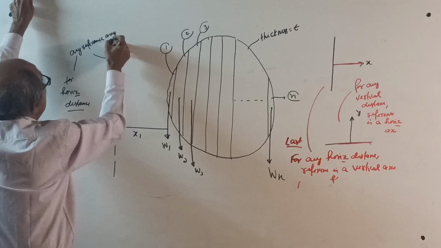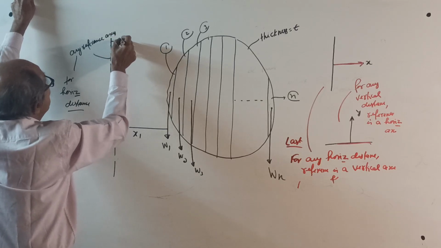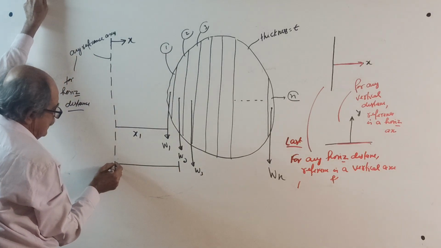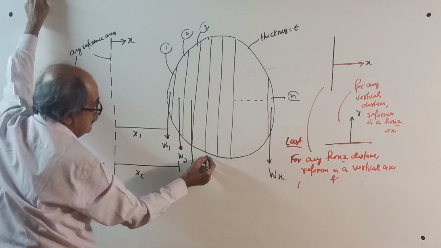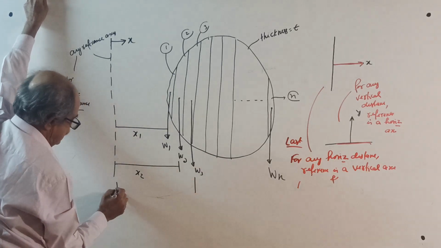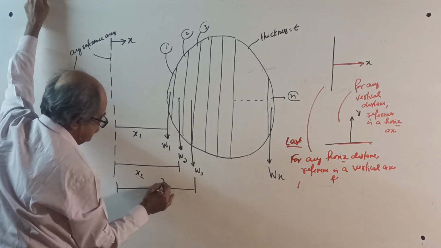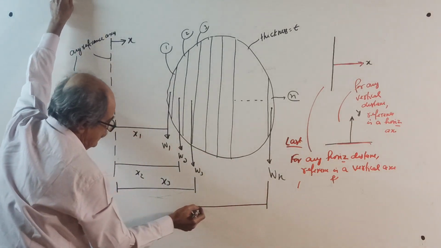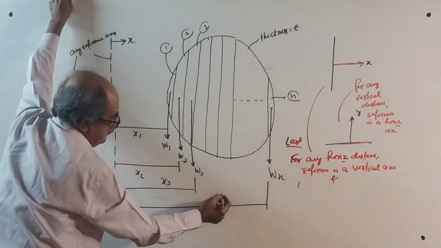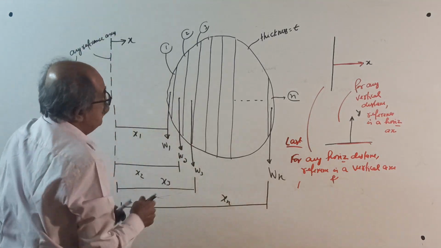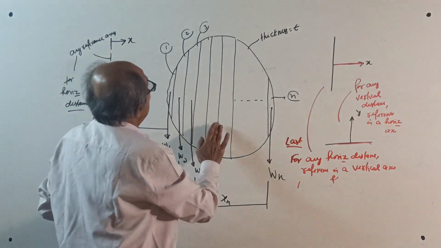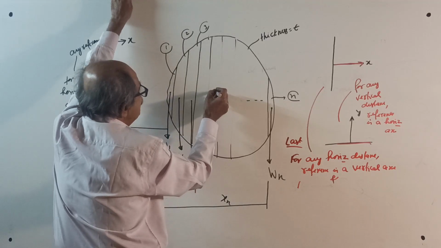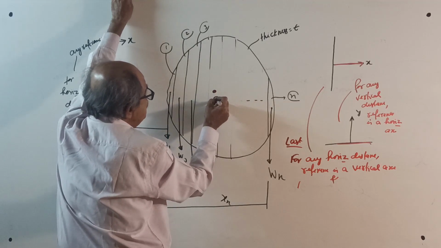We will do one thing. We will measure x like this. This is x2. Let it be x3. Same way, let the last one be xn. Now, in the same body, let this be the center of gravity G.